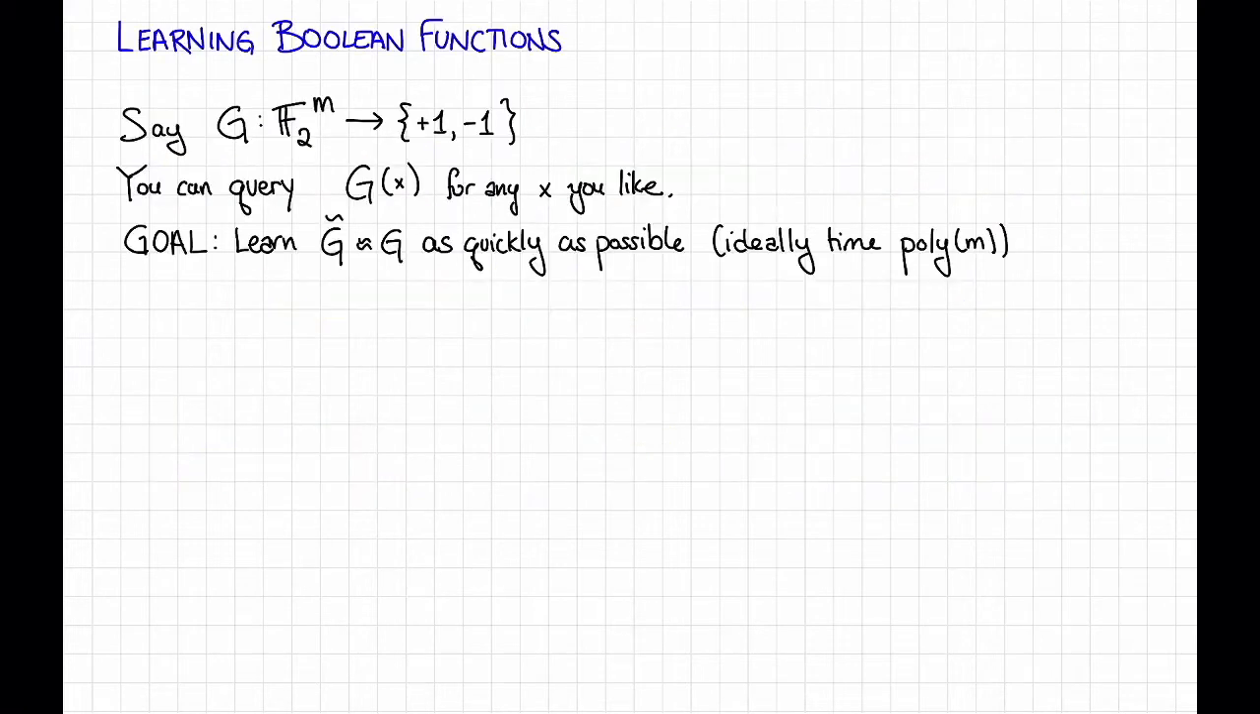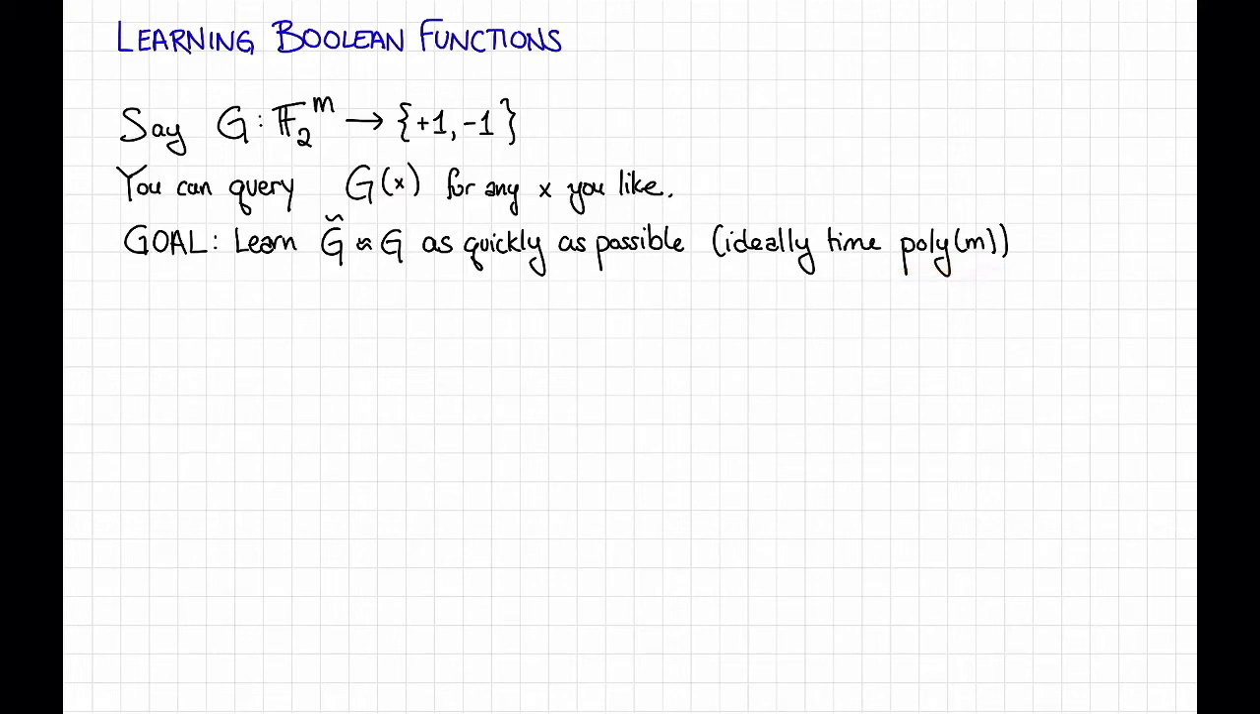So here's our motivating problem for this video. Suppose that there is some function g that takes a length m vector over F2 and spits out either +1 or -1. You are allowed to query g for any x you like, but you don't know g to begin with. And your goal is to learn g, or at least learn some approximation g twiddle of it, as quickly as possible. Ideally, you'd like to do this in time polynomial in m. In particular, you shouldn't just query g on every single x, because that would take time 2 to the m, which is not polynomial in m.